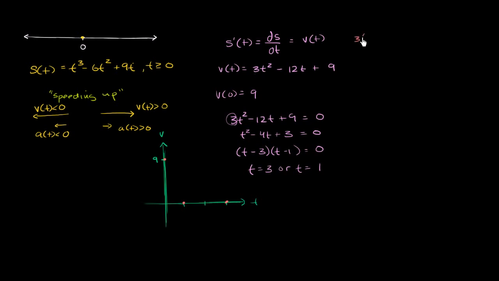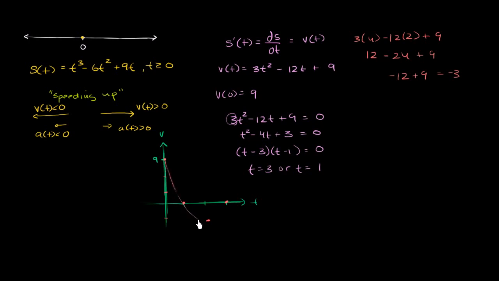It's going to be 3 times 4 minus 12 times 2 plus 9. So what is that? That's 12 minus 24 plus 9. So that is negative 12 plus 9. So that's going to be equal to negative 3. Did I do that? Yeah, negative 3. So if that's 9, negative 3 might be something like this. So the graph of our velocity as a function of time is going to look something like this.